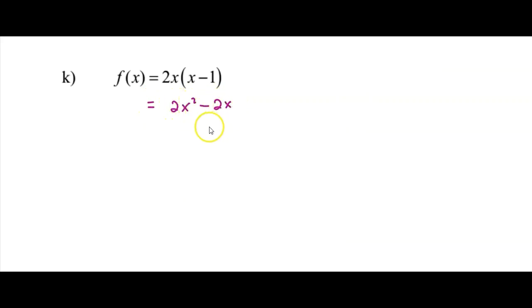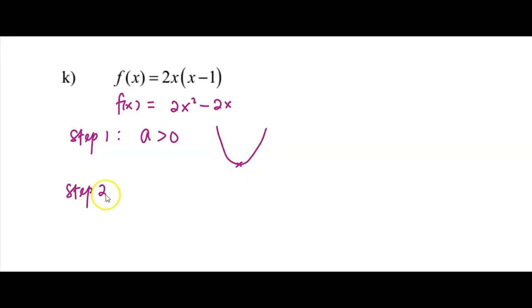We have 2x squared minus 2x. Then I will go to step 1 to determine the shape of the graph. Since the coefficient of x squared is 2, we can say that a is greater than 0. This graph is supposed to have a minimum point. And we proceed to step 2 to determine the minimum point by completing the square.